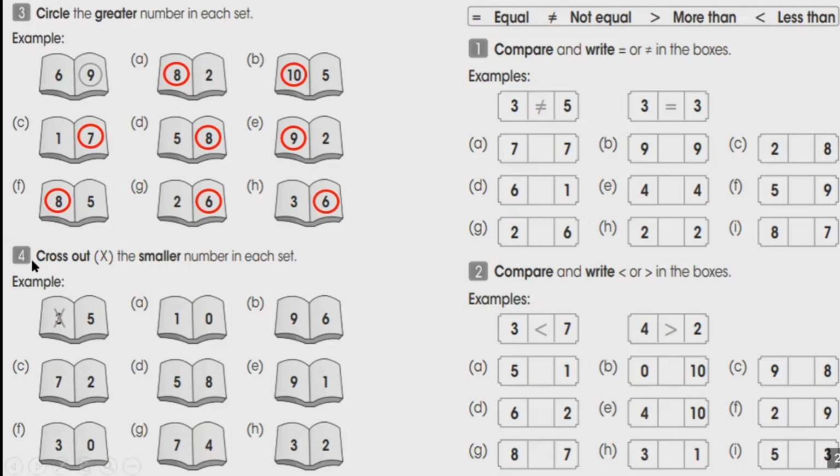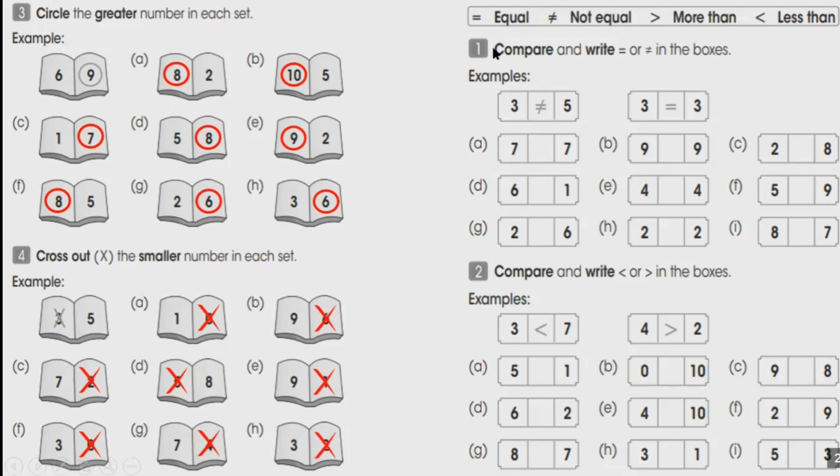Now in number 4, we will cross out the smaller number in each set. Example, 3 and 5. 3 is the smaller number, so 3 is being crossed out in here. Now in letter A, where do you think is the smaller number? The smaller number here is 0. How about in letter B? It's number 6. Number 7, 2. Letter D, 5. Letter E, 1. Letter F, 0. Letter G, 4. Letter H, 3 or 2? It's number 2. 2 is a smaller number compared to number 3.